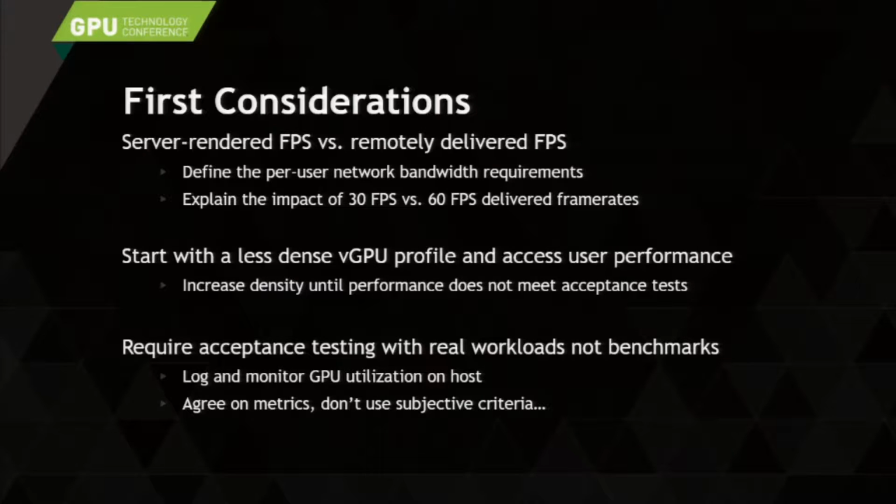So, as I said, server rendered frames per second versus delivered. And the next part was to define the per user network bandwidth requirements. Typically, most workstation users say, on my workstation, I get 60 frames per second, and I need that in VDI. So from an IT perspective, they need to deliver twice the network bandwidth required for 30 frames per second to deliver 60 frames per second.